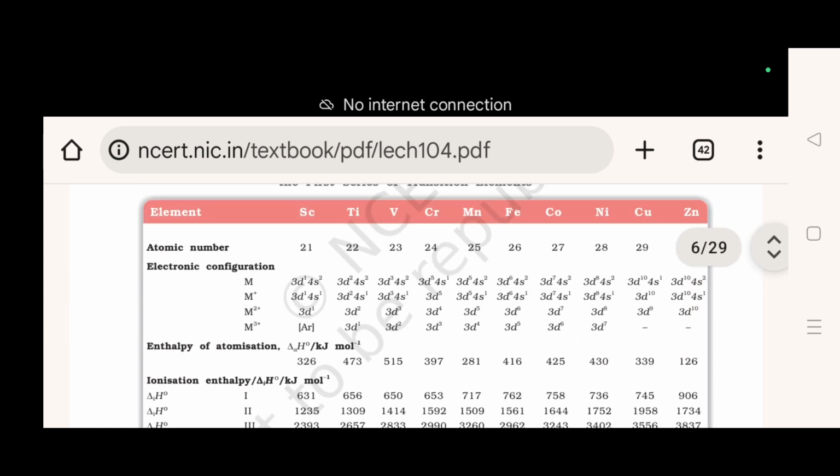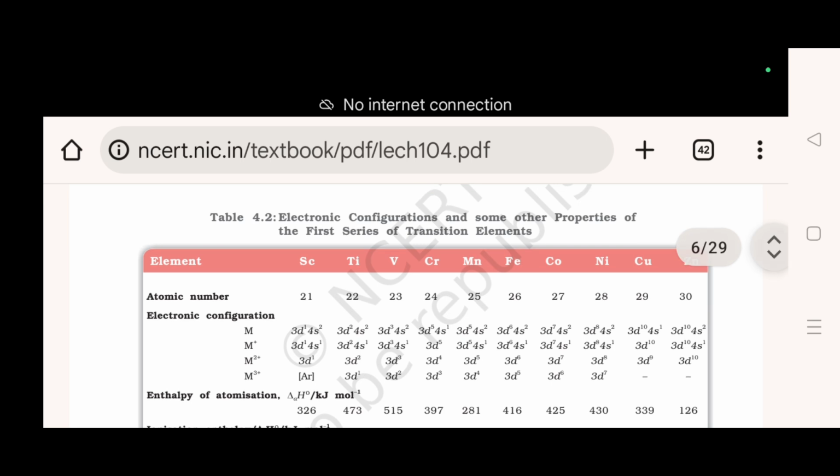So we are discussing the first transition series: scandium, titanium, vanadium, chromium, manganese, iron, cobalt, nickel, copper, zinc. They have atomic numbers in the sequence 21, 22, 23, 24, 25, 26, 27, 28, 29, 30. And now let us discuss their electronic configuration. We will discuss only the outermost electronic configuration: 3d1 4s2, 3d2 4s2, 3d3 4s2, 3d5 4s1, 3d5 4s2, 3d6 4s2, 3d7 4s2, 3d8 4s2, 3d10 4s1, 3d10 4s2.